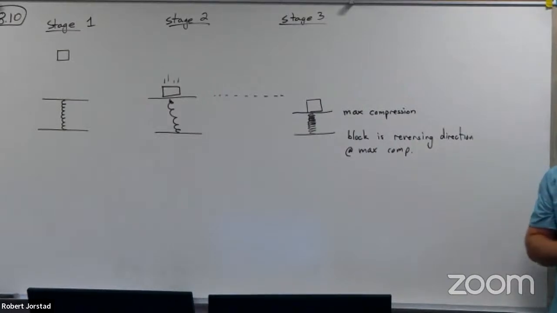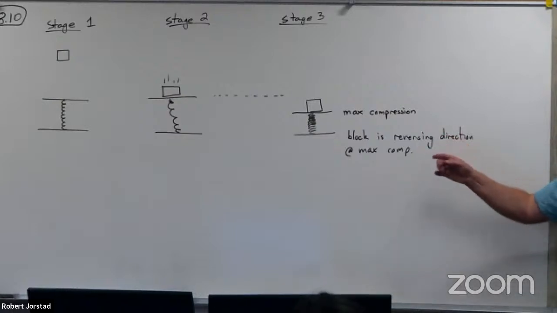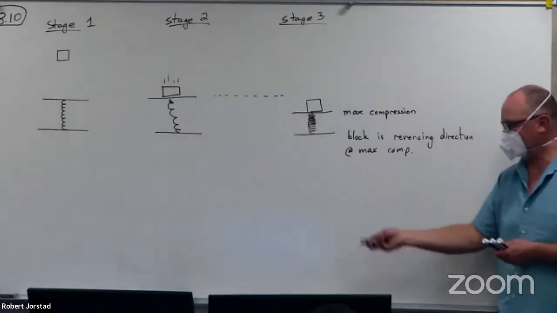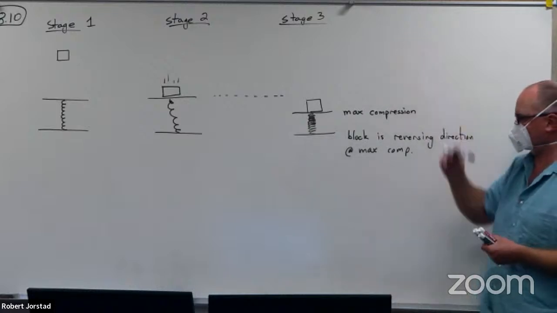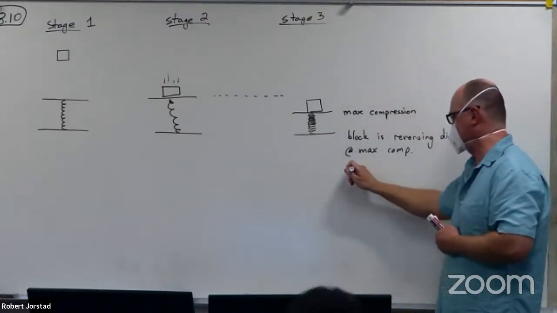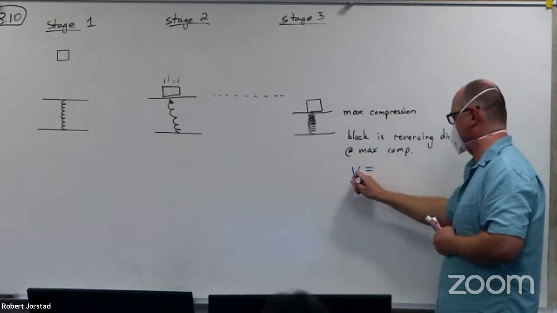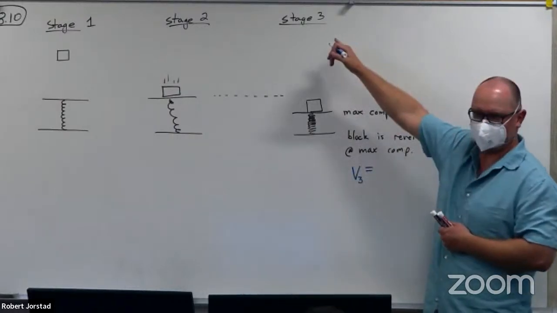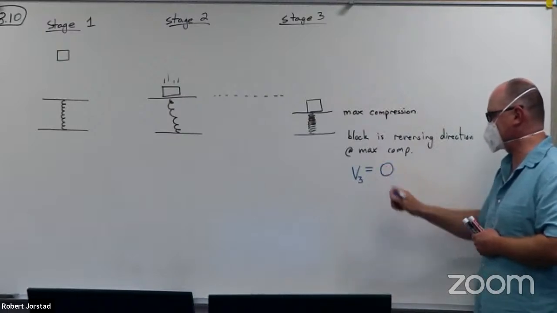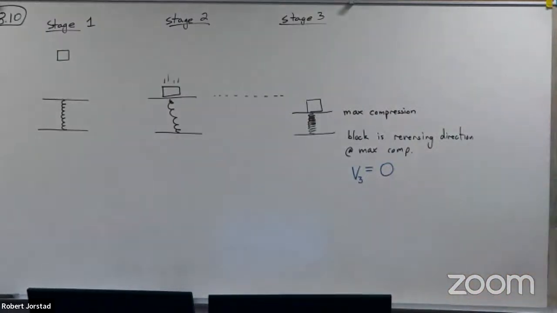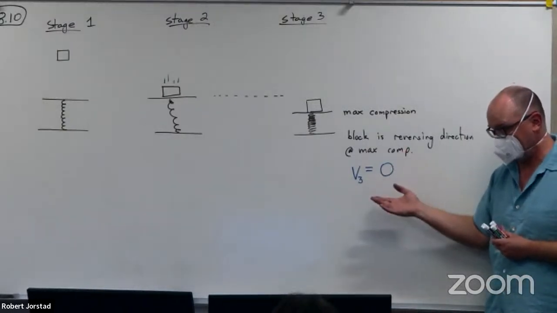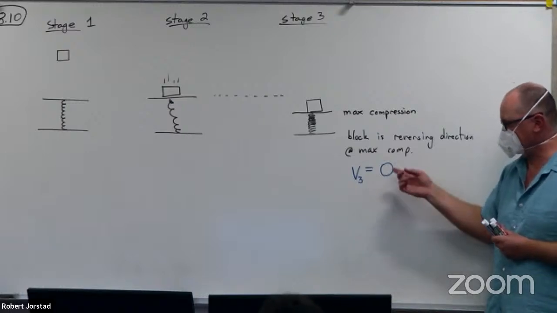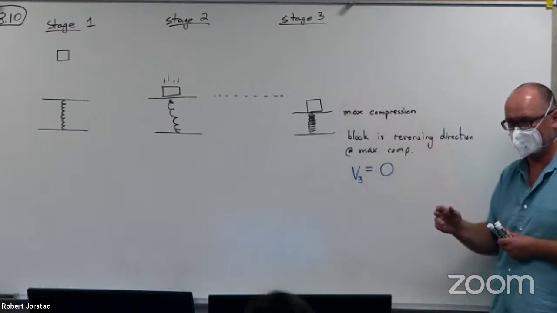What is your speed at max compression? 0. If you're reversing direction, that's it. Just like when you throw a ball up in the air, at max height it reverses direction. Velocity was 0 in the y direction. Outstanding. I'm going to call that V3 because I'm calling this stage 3. Is everybody okay here? So speed 3 is 0. Is the speed going to remain 0 or is it going to change just after stage 3? It's going to change.